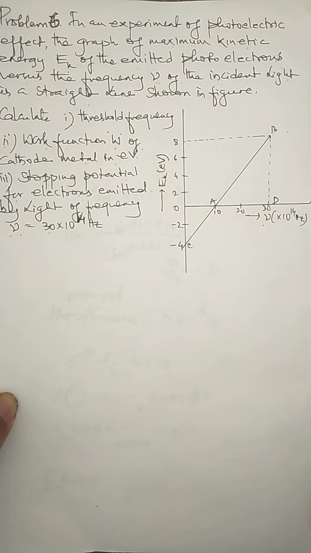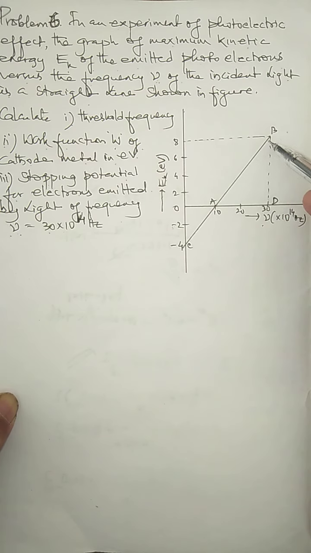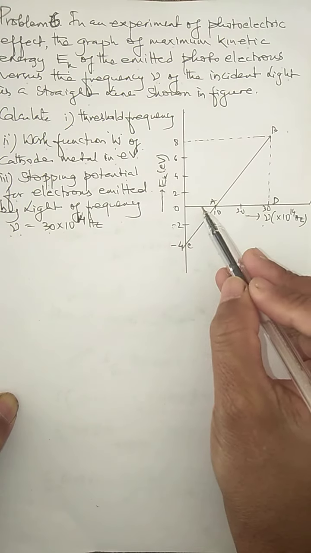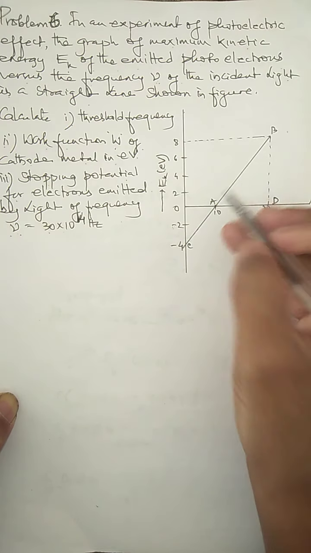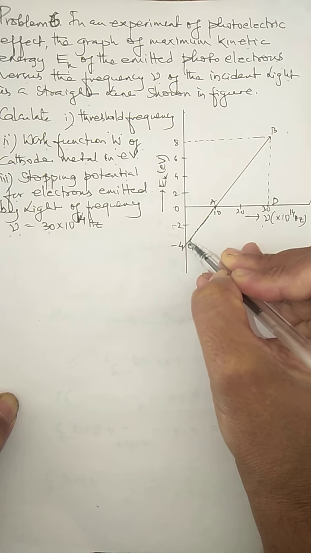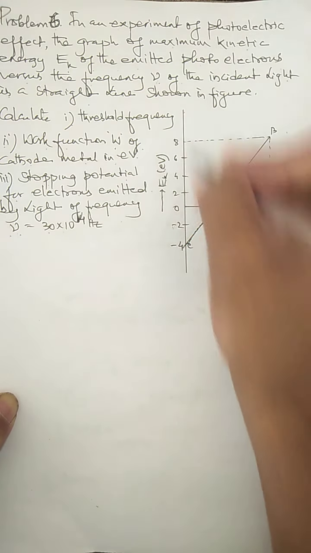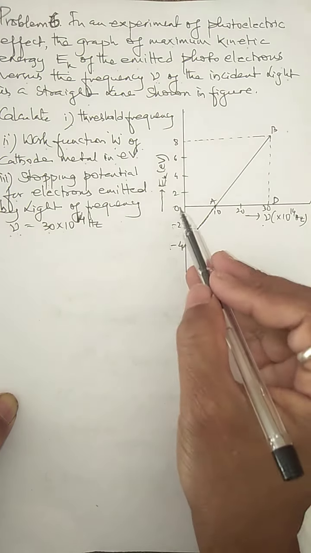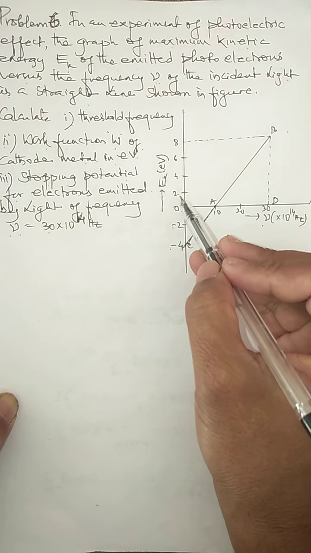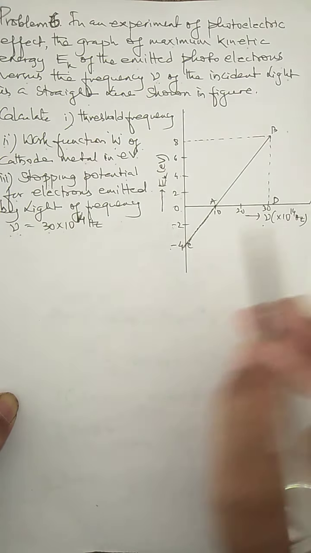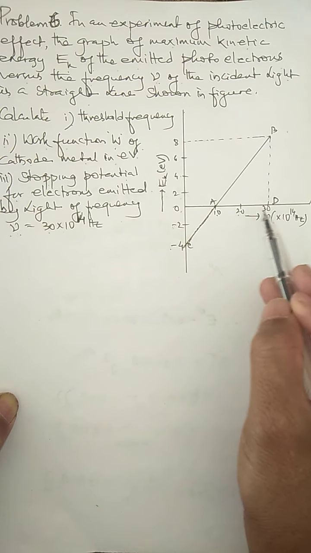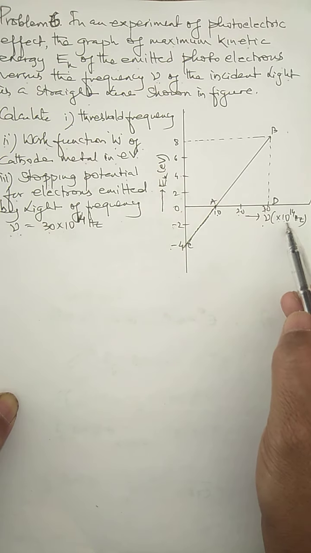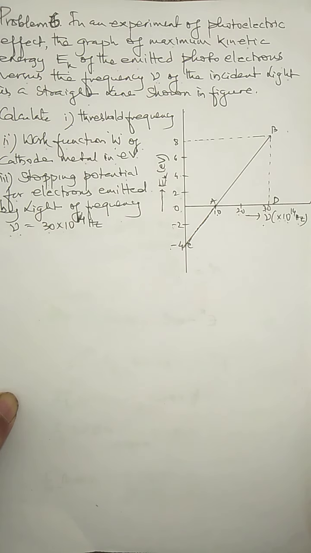In order to solve this problem, let's go through this graph. If you look at this graph, this is a straight line graph where AB is a straight line that starts not from the origin but from this point. This line, which you can also see as a dotted line, intersects the negative energy axis at -4. The electron volt axis goes 0, 2, 4, 6, 8 volt. This is the frequency axis, which is given as 0, 10, 20, 30, but this frequency is in powers of 10 to the power 14 hertz.